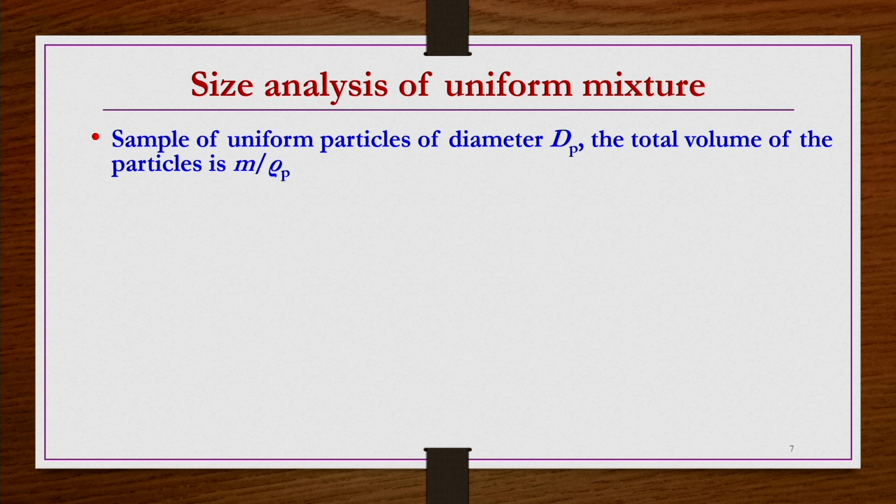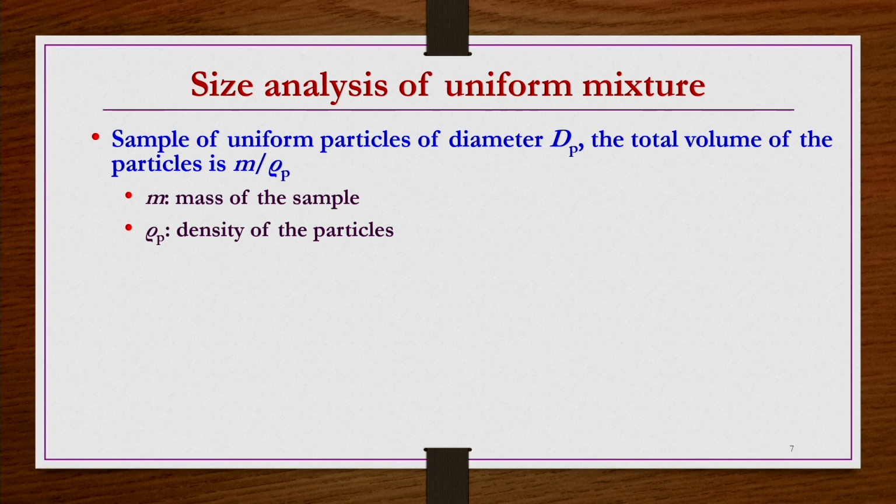So, we can say that particular mixture is a uniform mixture having the same particle diameter. Let us say all the glass beads are 1 mm. They will definitely be 1 mm or 0.995 mm or 1.005 mm, within plus or minus 1 or 2% error. So, for a sample of uniform particles of diameter dp, the total volume of the particles should be m by rho p, where m is the mass of the sample and rho p is the density of the particles.